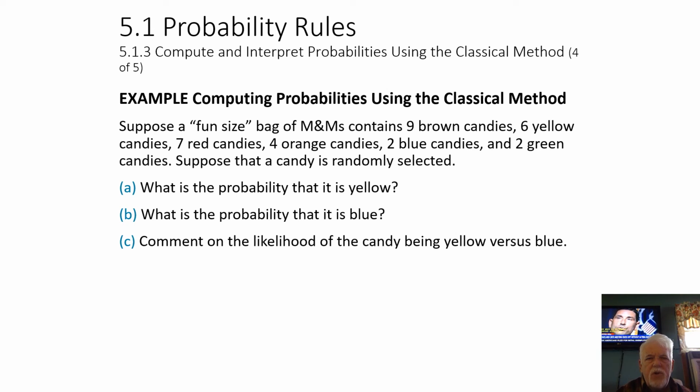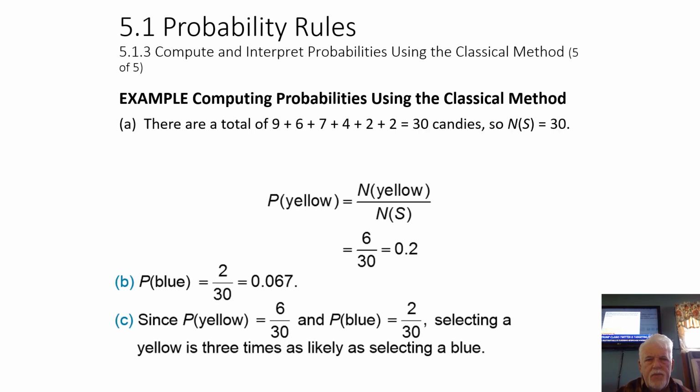And so if we're studying an M&M bag that has these candies in it, I ask you, what is the probability it is yellow, what is it blue, and comment on the likelihood of getting yellow versus blue. And so what you can do is pause the video and try to do this problem, then we'll look at the answer. You know what to do. Let's see how you did.